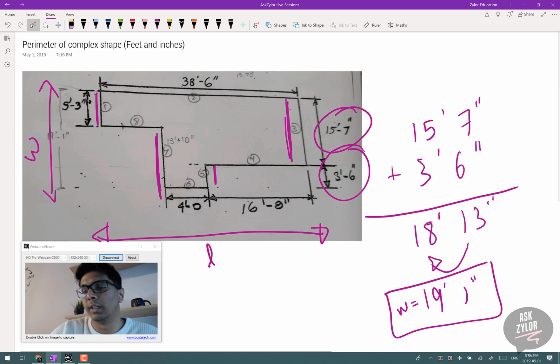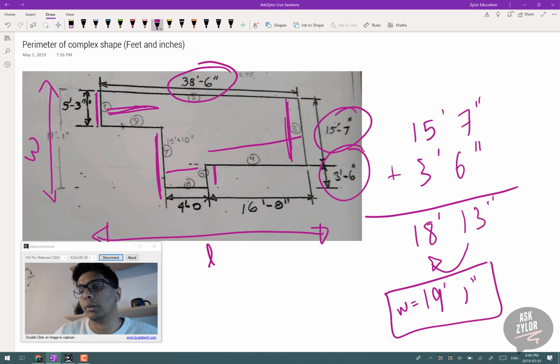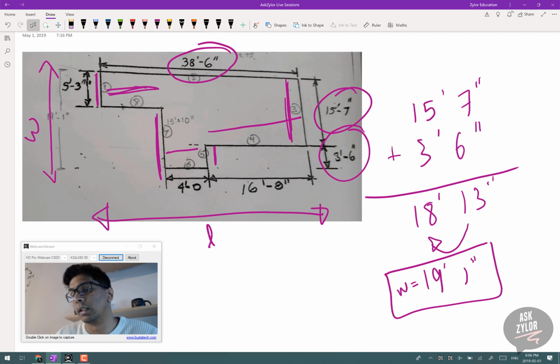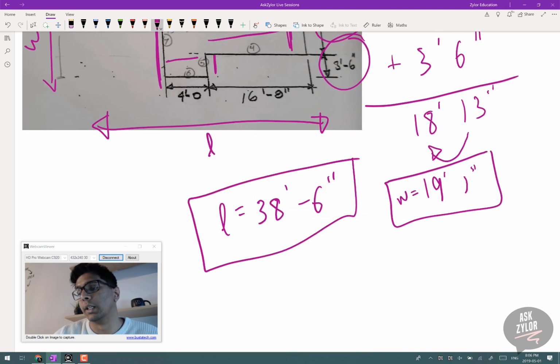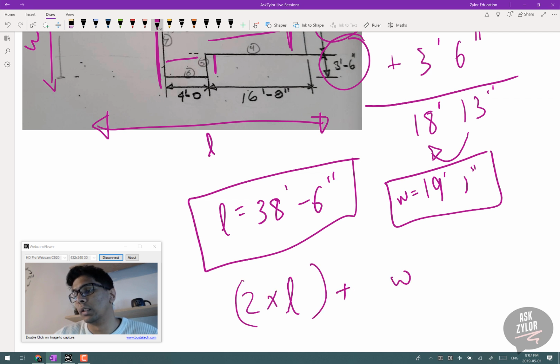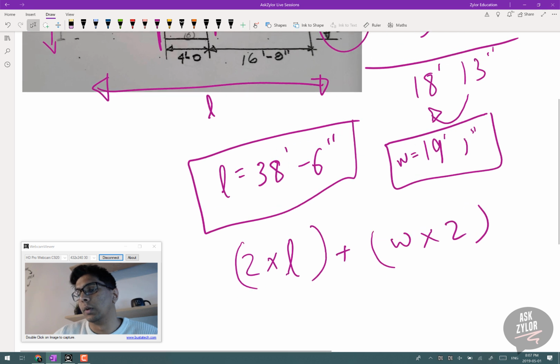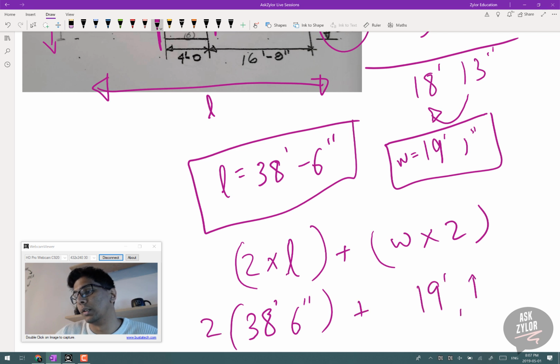Once again, we can simplify this because this length and this length all add up to my total, which is 38 feet and 6 inches. So my length is 38 feet and 6 inches. I have 2 widths and 2 lengths, so I'm simply going to multiply each one of these by 2. So length times 2, added to my width times 2. So I have 38 feet and 6 inches times 2 plus 19 feet and 1 inch times 2.